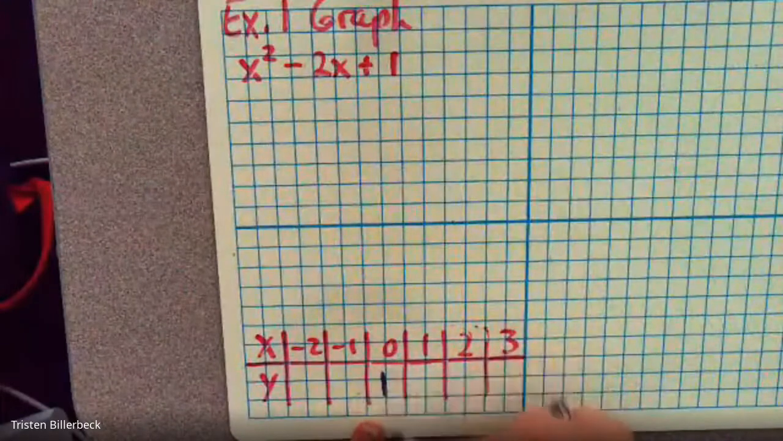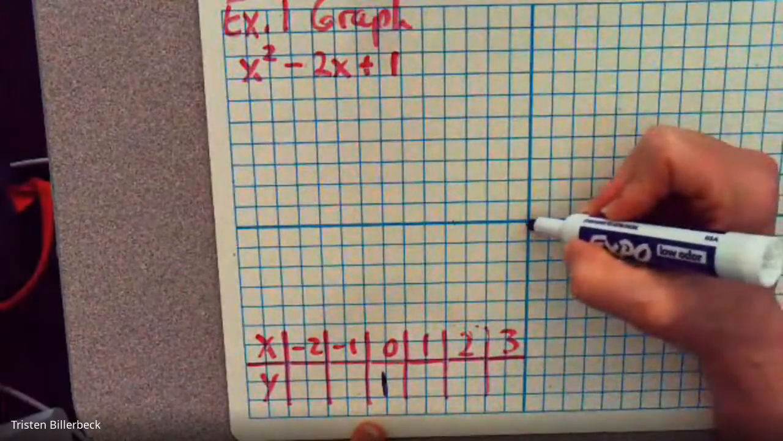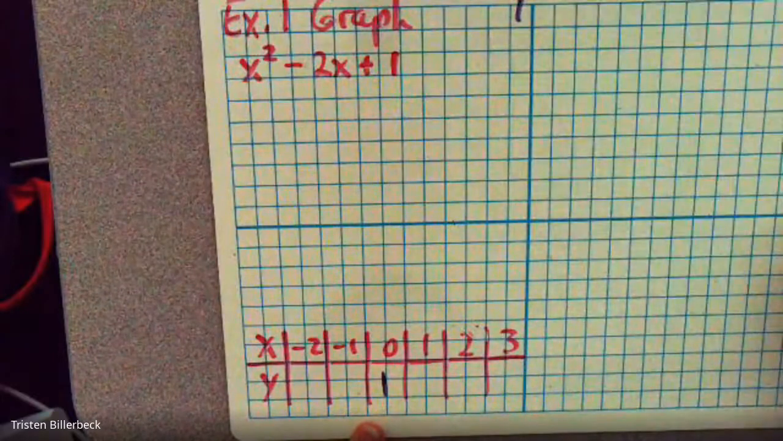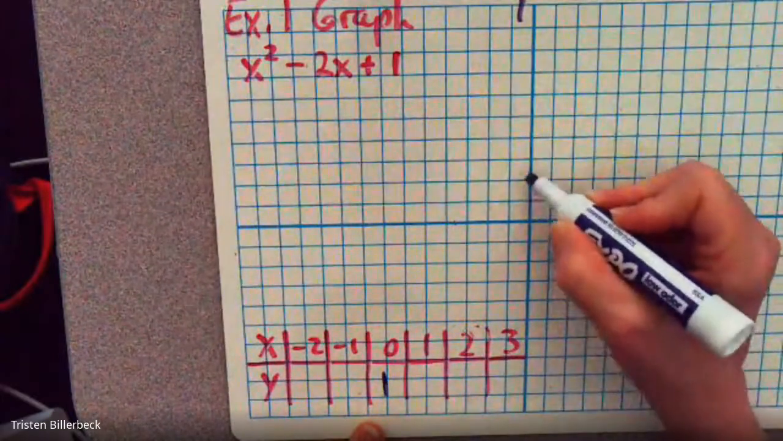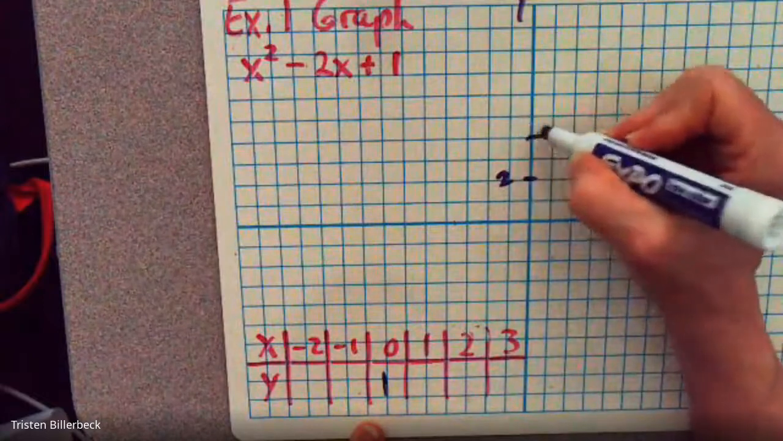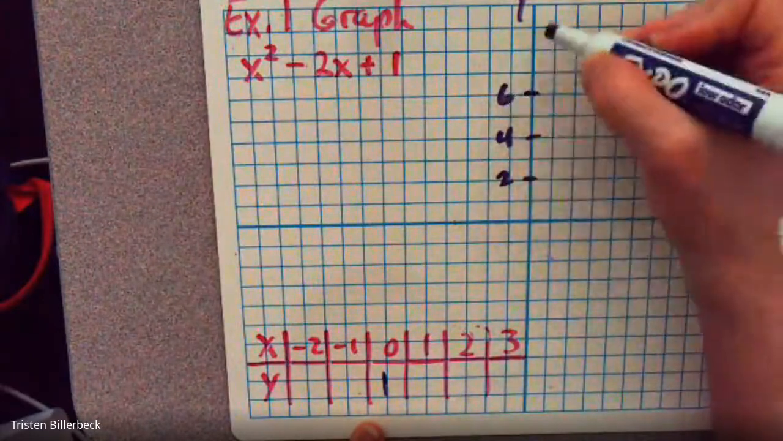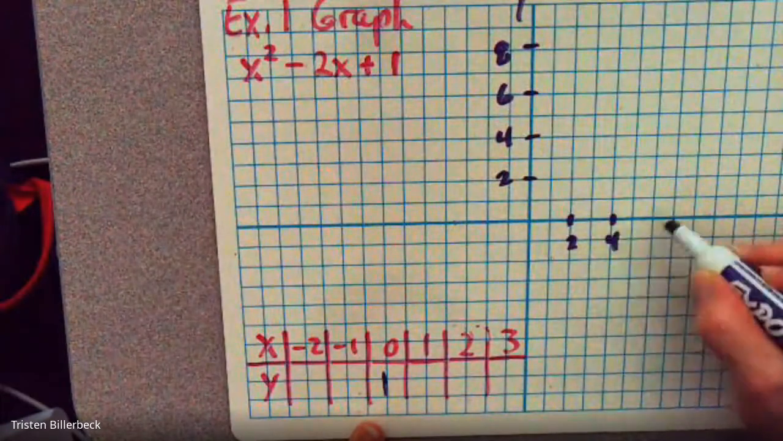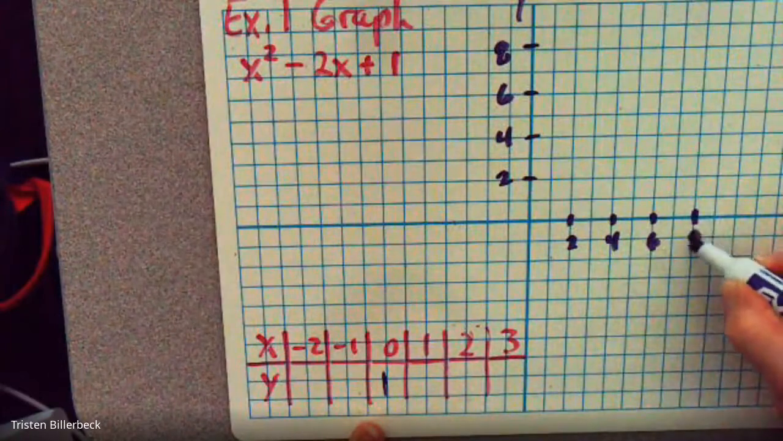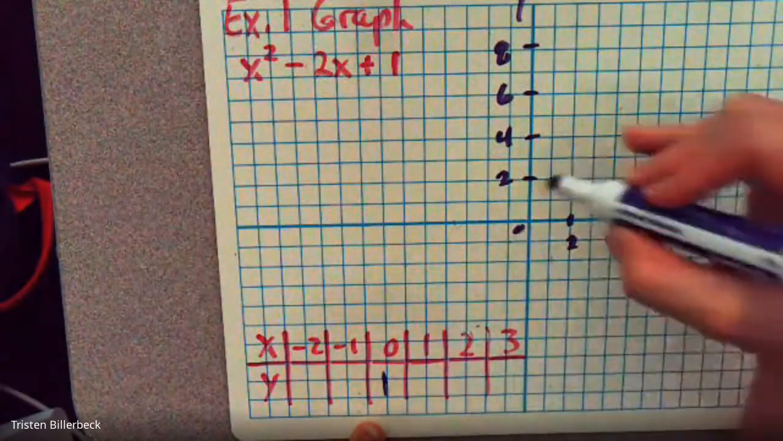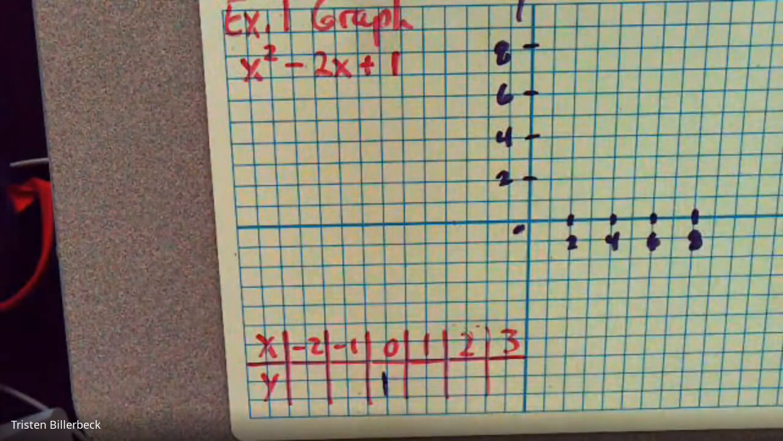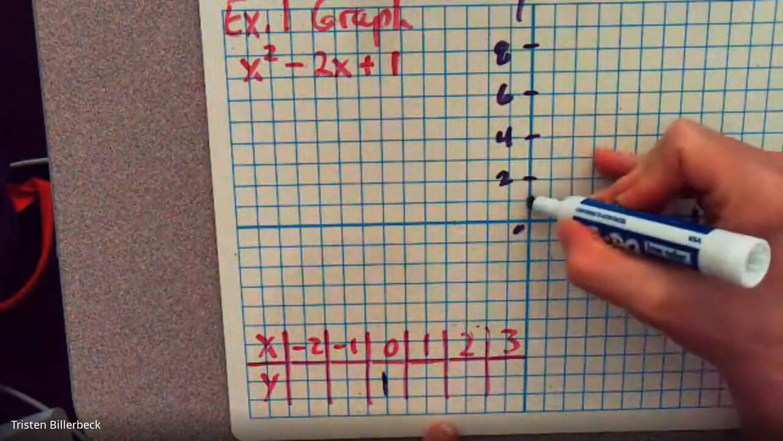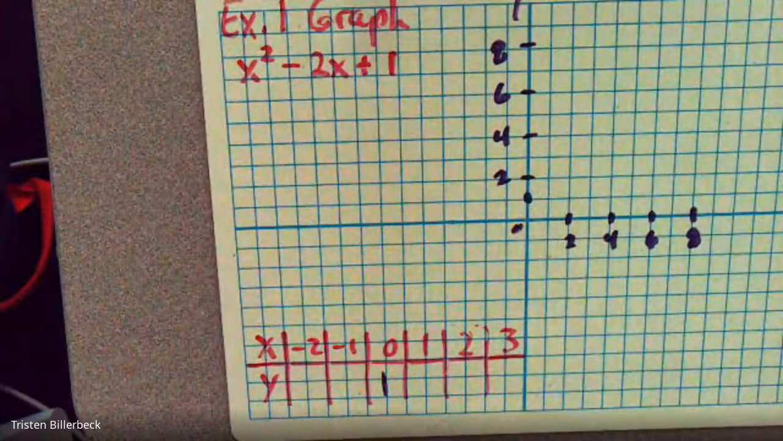That gives me my first point at 0, 1. If I make this y and this x, and let's say that's 2, 4, 6, 8, and that's 2, 4, 6, 8, and we have 0. So 0, 1, my first point is going to be right here. We'll make one point right there. That's my first point.